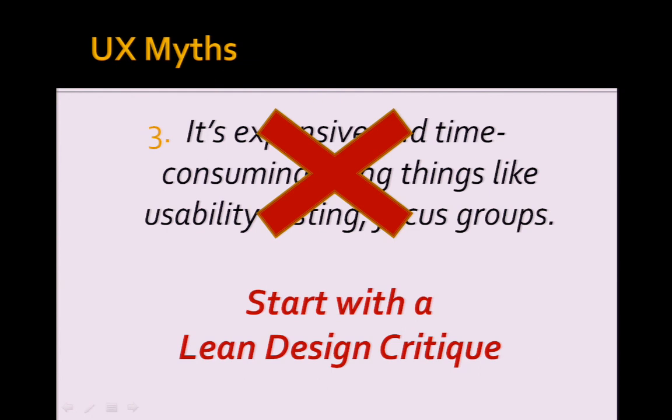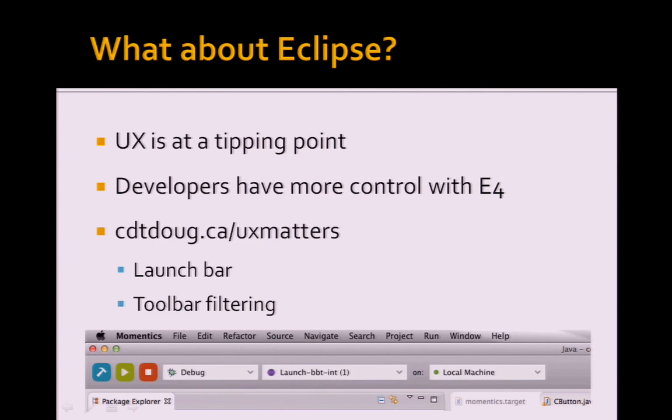And then what about Eclipse? What about the problem with Eclipse and doing usability in there? Well, I feel that UX in Eclipse is at a real tipping point. With E4, you start to have a lot more control over the windows and the layouts and the perspectives you can have. And it's becoming much more prominently thought about in the community. Particularly take the CDT community, which are doing embedded development.